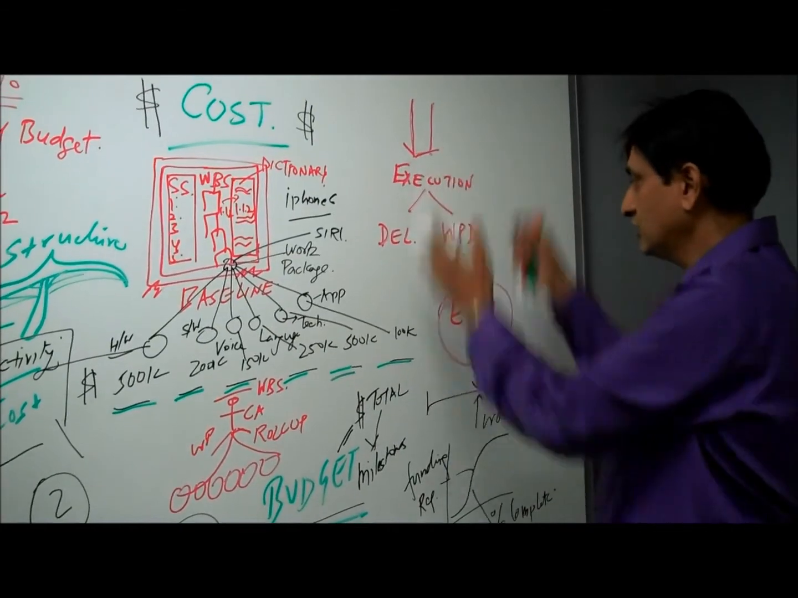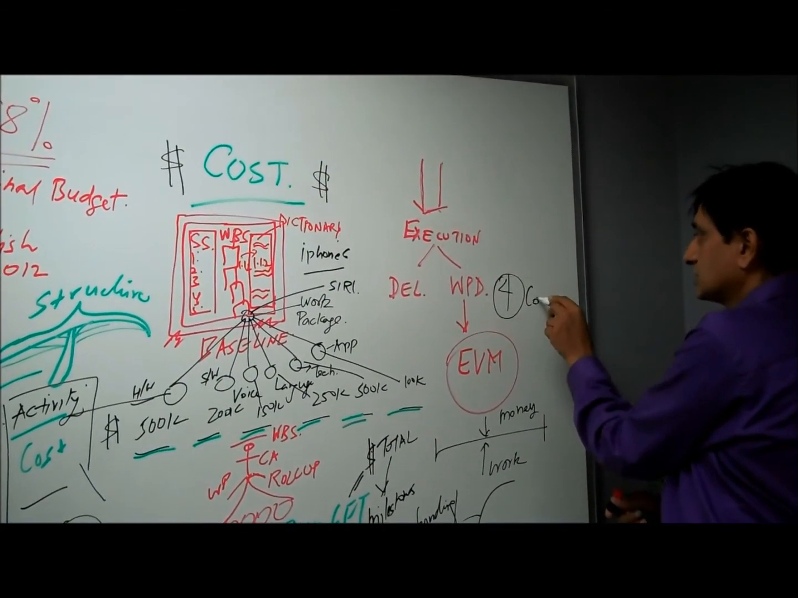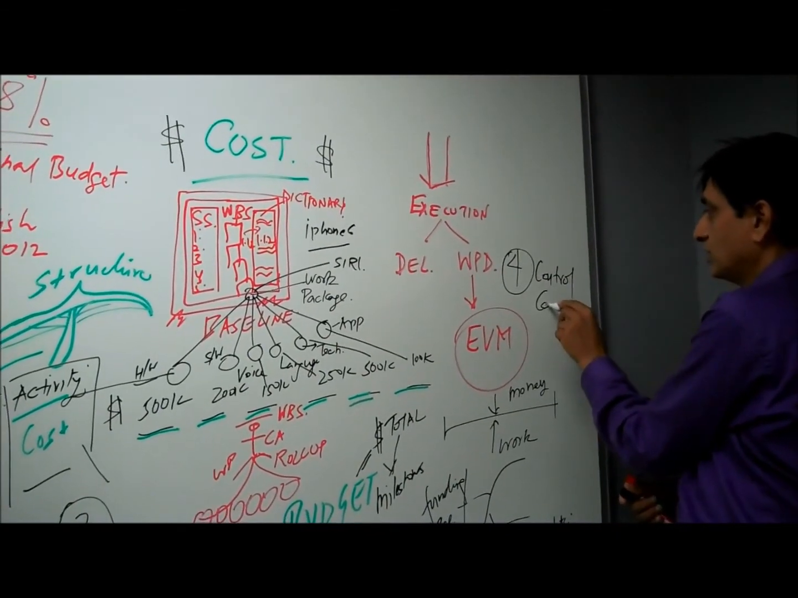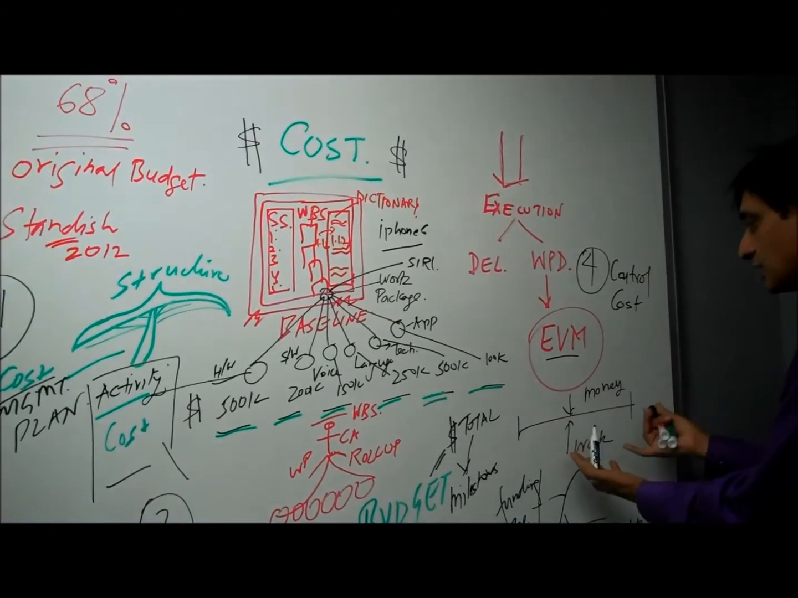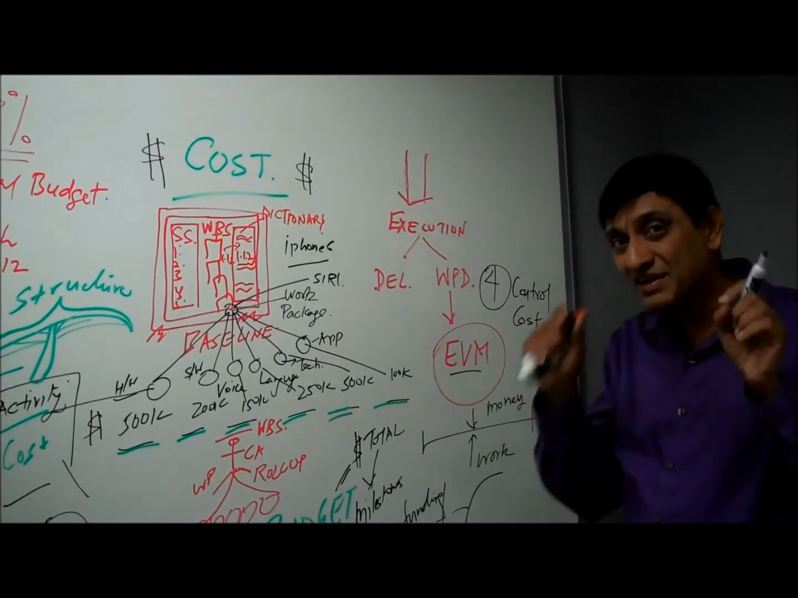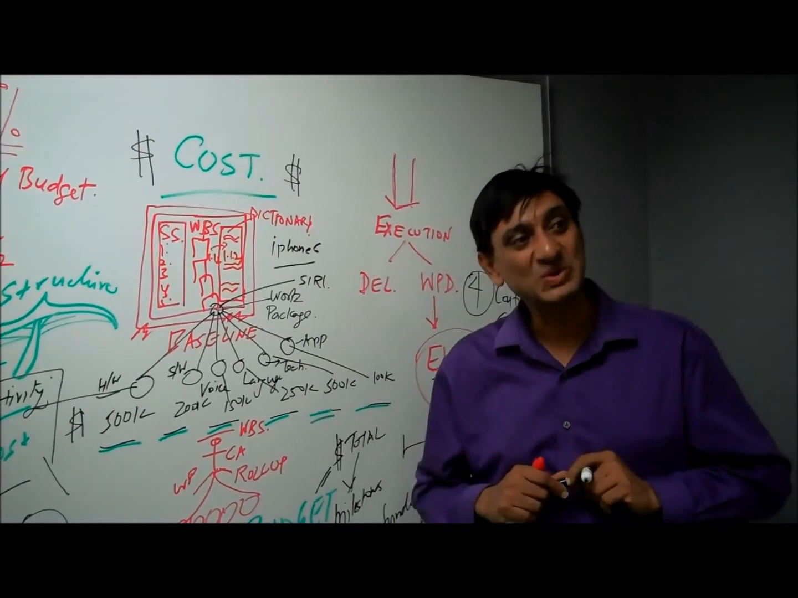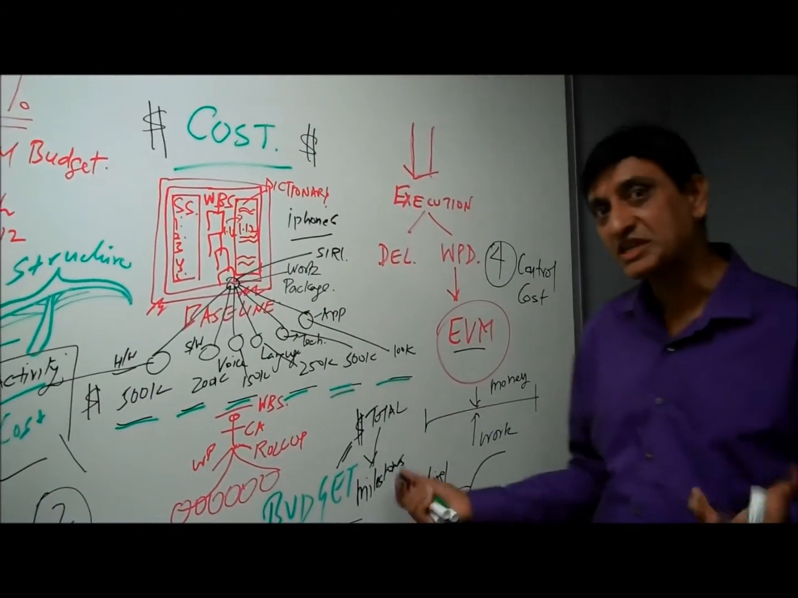And then you start executing the project. The fourth process is control cost. You're trying to control the cost by applying earned value management to see how much work is done and how much money is spent. From a value perspective, are we really getting the value that we decided to get? How much value have we got? And we use the funding requirements originally given to us.